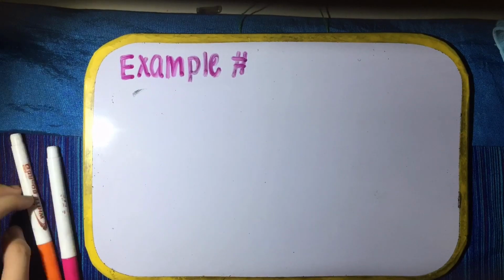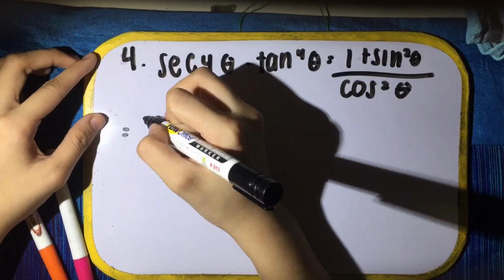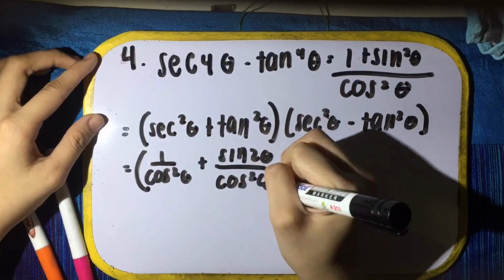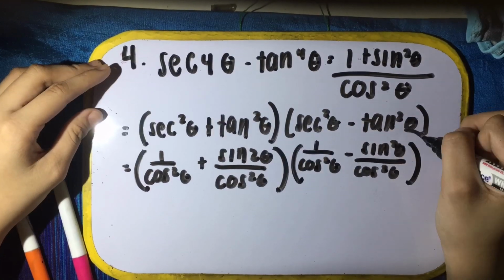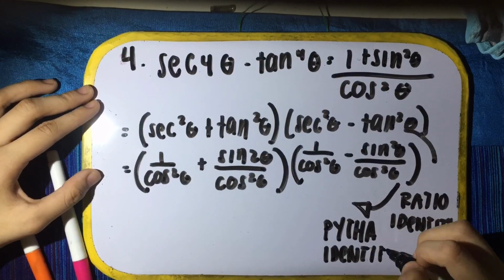For example number 4, secant to the 4th power theta minus tan to the 4th power theta is equal to 1 plus sin squared theta over cos squared theta. We verified the left side by using the difference of two squares, wherein we will get secant squared theta plus tan squared theta times secant squared theta minus tan squared theta. We then use reciprocal and ratio identities to get 1 over cosine squared theta plus sin squared theta over cosine squared theta times 1 over cosine squared theta minus sin squared theta over cos squared theta.